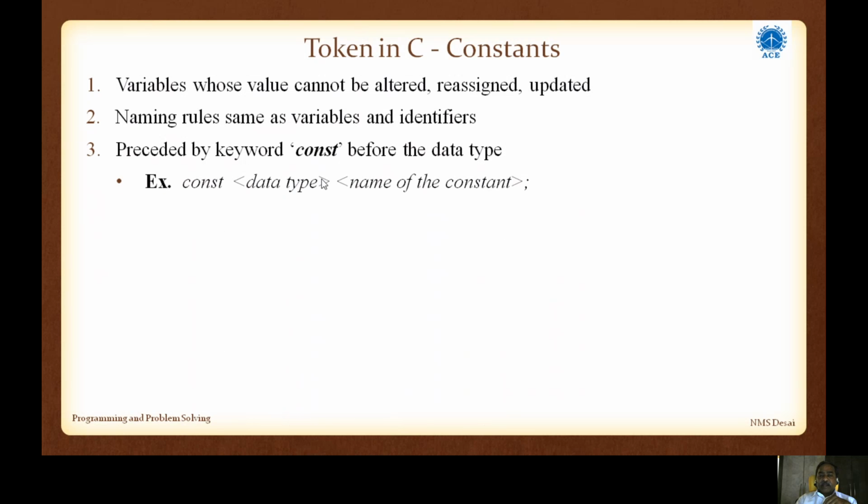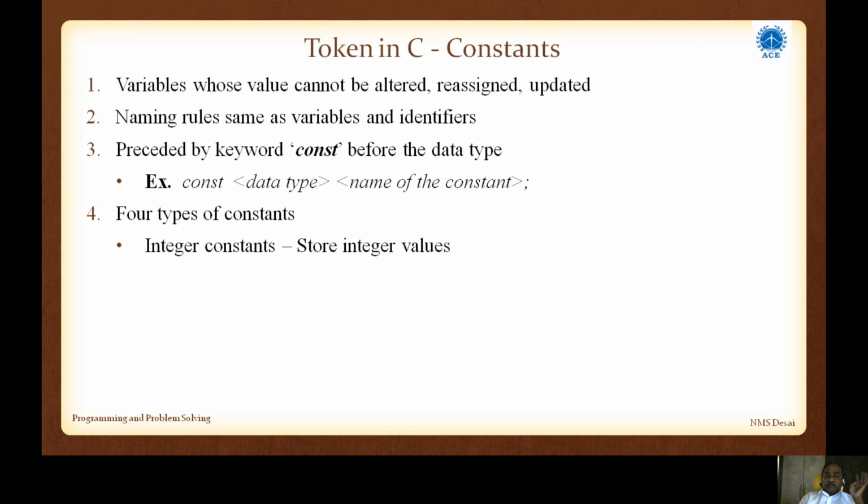Example: const, data type, name of the constant. Variable name, data type, and with the keyword const preceding it. There are 4 types of constants. If it is a character constant, const char x. If it is an integer, const int roll number. If it is a float, const float salary, something like that, right?